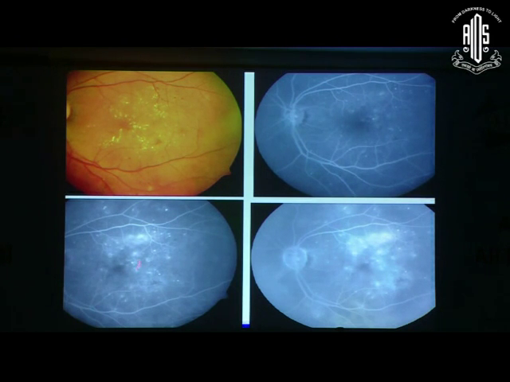Now, here you can see a lot of microaneurysms. And you also see the foveal avascular zone, whether the perfusion is good. This is a very important indicator as far as the visual improvement is concerned. Therefore, here you've got a patient with a lot of microaneurysms and hard exudates with a center-involving DME.